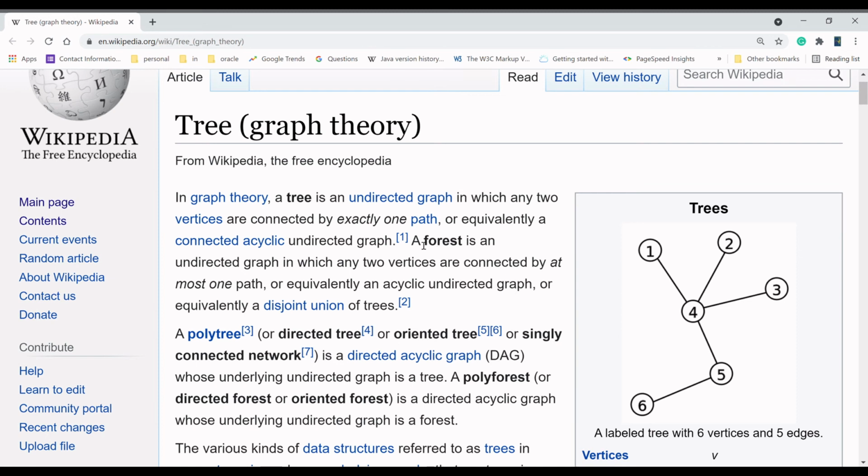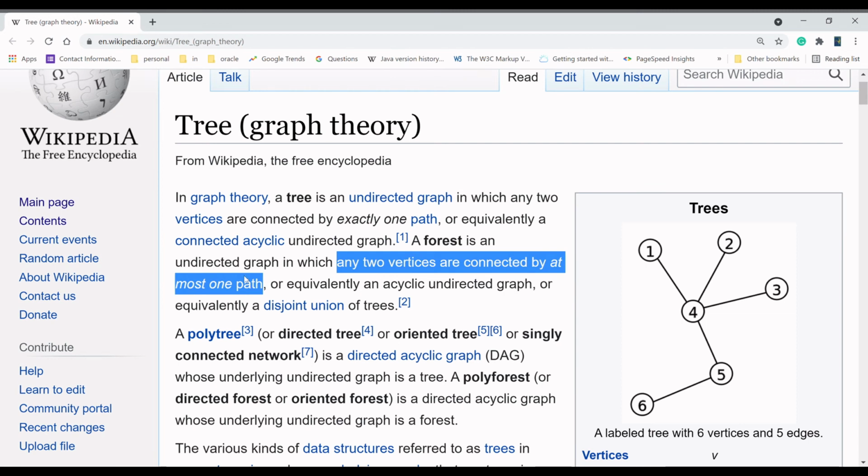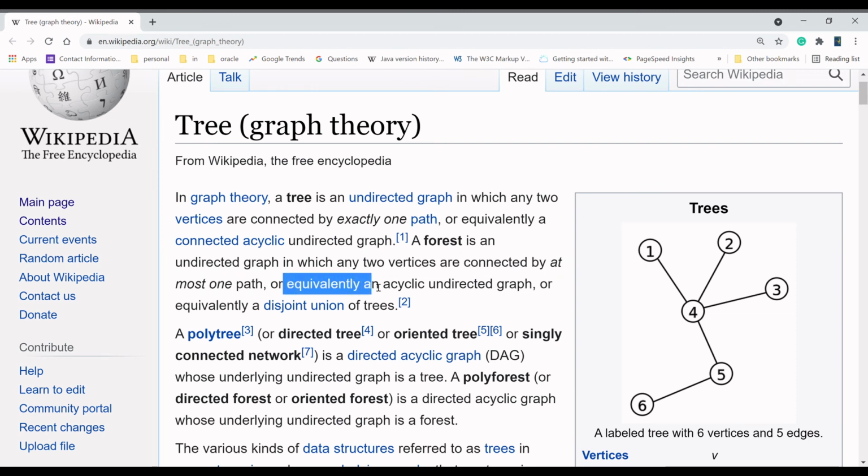The best example is a forest. A forest is an undirected graph. When we walk in a forest, there are multiple paths. As you can see here, a forest is an undirected graph in which any two vertices are connected by at most one path, or equivalently an acyclic undirected graph. What I told you first: a forest is an undirected graph.